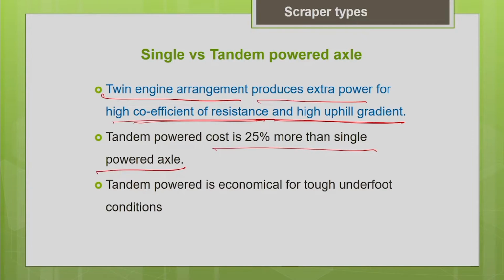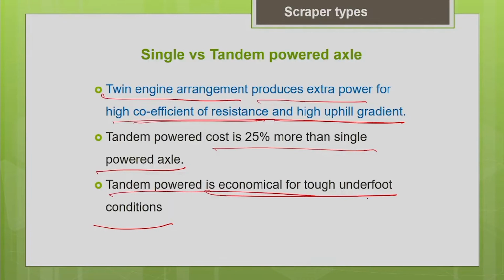But even though the cost is high, it is going to be economical for you in tough underfoot conditions, because in tough underfoot conditions it can increase the speed of your machine, thereby increasing the productivity and reducing your unit production cost. So that is why I say tandem power is economical for tough underfoot conditions. So based upon your project conditions, you have to make the right choice of your machine.